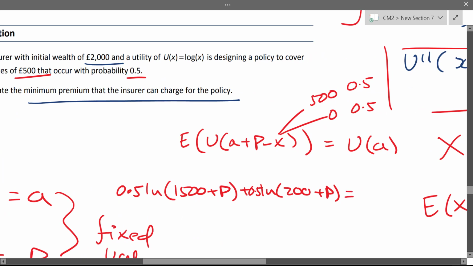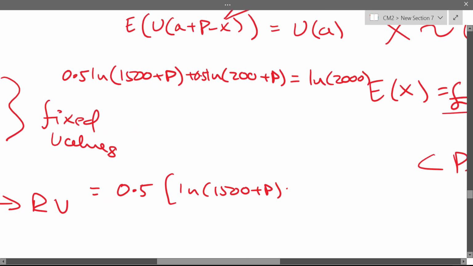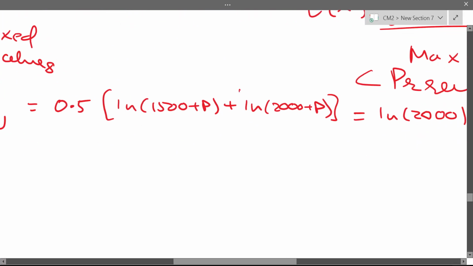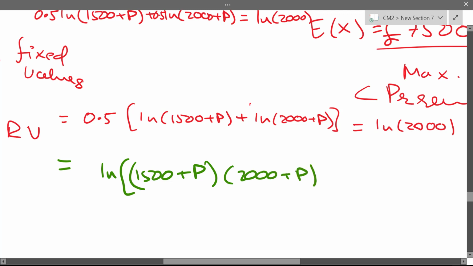This is equal to the utility without insurance, which is just log of the initial wealth, 2000. Now I take the 50% common, so it's 0.5 log of 1500 plus P plus log of 2000 plus P, and this is equal to log of 2000. Let me change the color of the pen because it's getting confusing. So let's use green. I'll send the 0.5 to the other side, and these two logs I'll add. So it's log of 1500 plus P multiplied with 2000 plus P, equal to 2 times log of 2000.